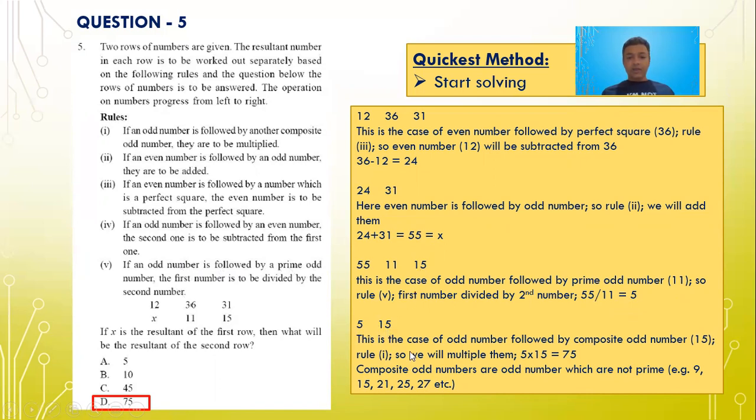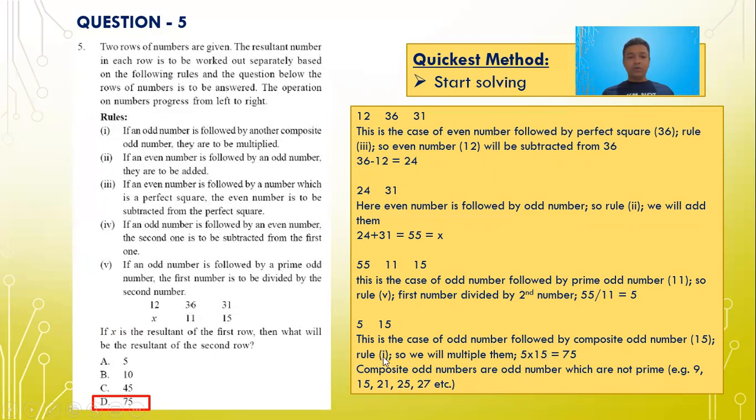This is the case of an odd number followed by a composite odd number, isn't it? Composite odd numbers are odd numbers which are not prime. 9 is an odd number, but it is not prime because 3 threes are 9. 15 is an odd number, but it is not prime because 3 fives are 15. 21 is an odd number, not prime, 7 threes are 21. So 15 is a composite odd number.